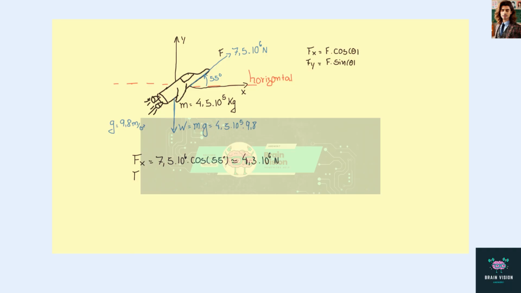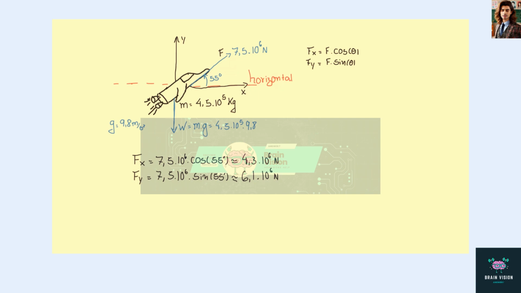Now, for the y component, we have 7.5 times 10 to the sixth times the sine of 55 degrees, which gives us approximately 6.1 times 10 to the sixth. Now, we know the components of the force F. Note that we already know the component of the weight force.